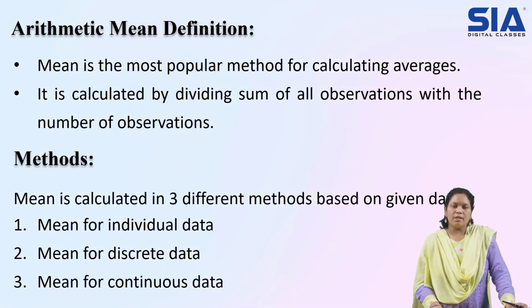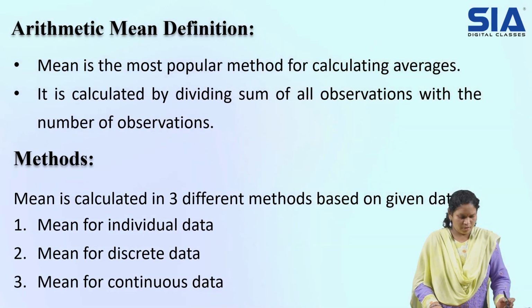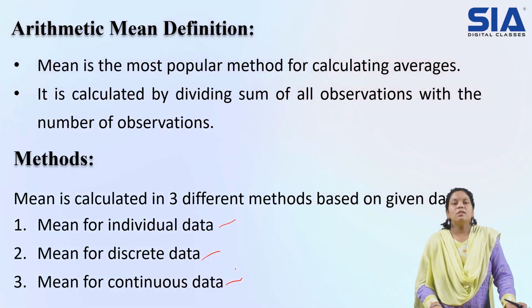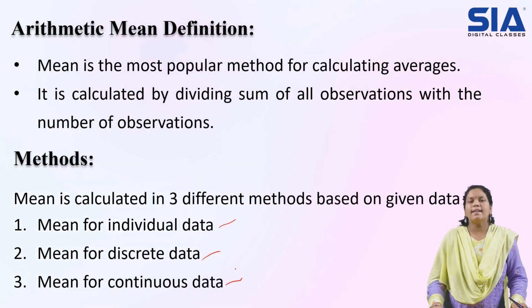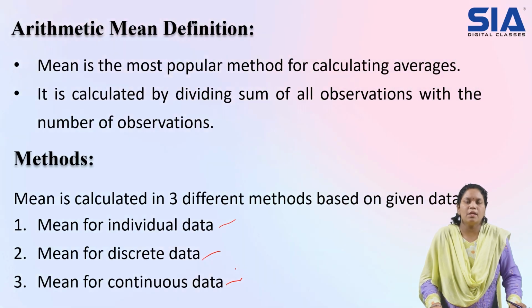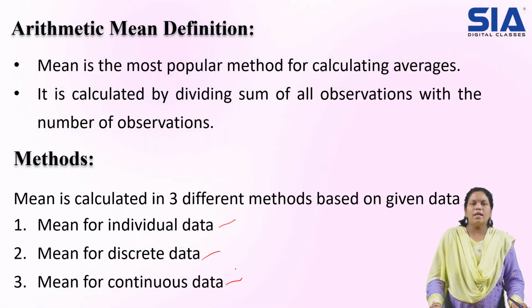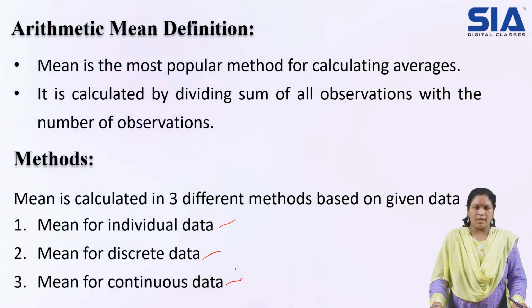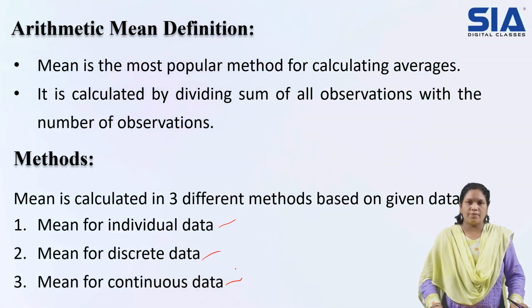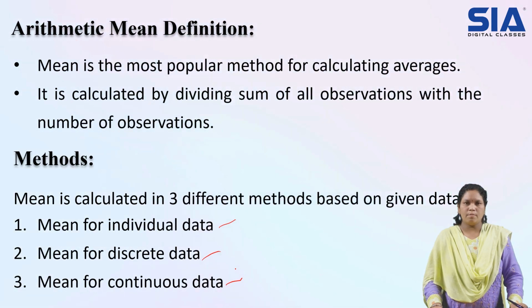We have three different methods, that is the mean for individual data, discrete data and continuous data. Individual data is nothing but single data they'll be specifying, like ranks of the students or marks of the students. So single line data they'll be giving. By seeing, we can identify that it is individual data, or ungrouped data as we also call it. Ungrouped or individual data is nothing but specifying a single row or a single column of data. For that particular data, we'll be doing mean.